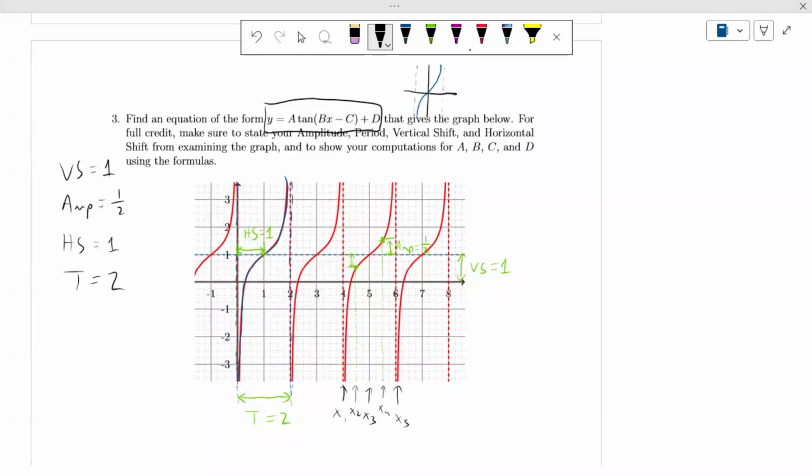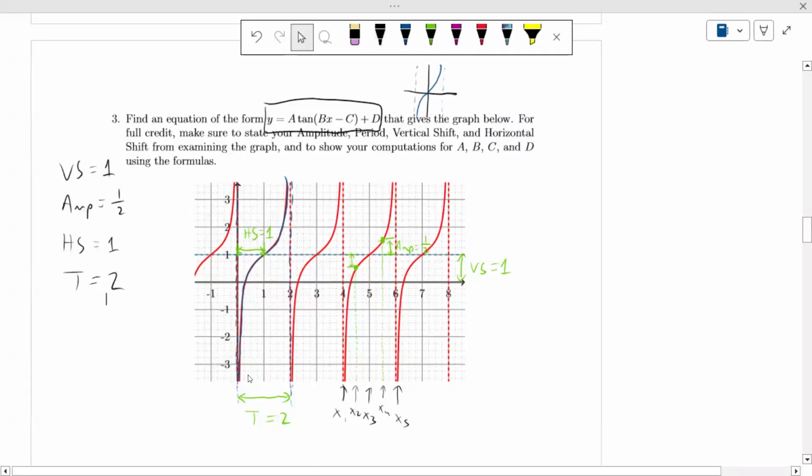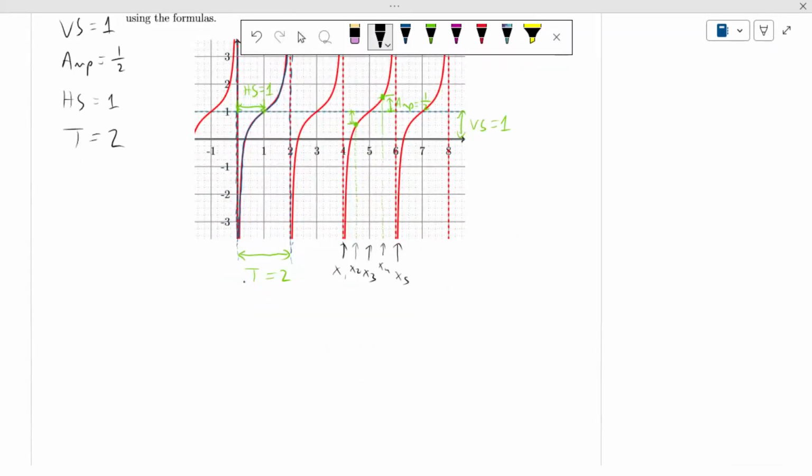Okay. Any questions on that? Now notice this is a right side up tangent graph, right? So the regular tangent graph looks like this, starts from negative infinity and goes up to positive infinity. So this is right side up, which means your A is going to be positive. The amplitude is always the absolute value of A, which in this case will be positive A, and that's going to be equal to 1/2.